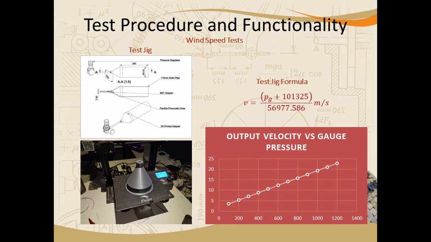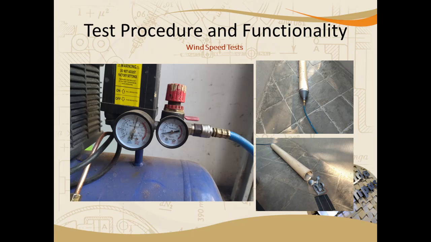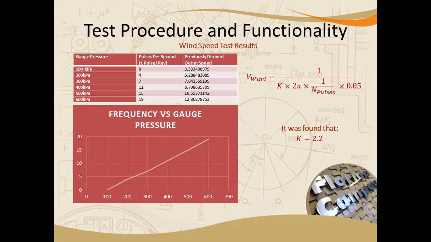And in order to do the tests, I increased the output pressure of an air compressor in 100 kilopascal increments, which generated a wind which was known, and the data was logged on a Google Sheets document.